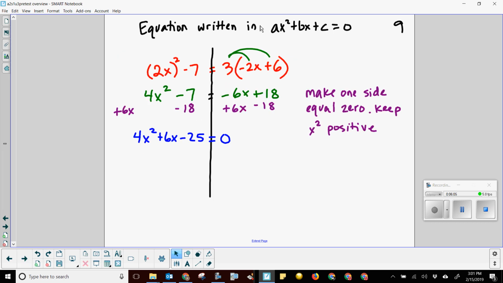Equation written here. Basically, it's just our job to get everything on one side equals 0, combine like terms. So distribute something like this, 2 gets squared and x gets squared. It says make one side equal 0, keep x squared positive. So I could have moved that to the other side, but because I want that 4 to stay positive, I'm going to move the 6x over. I'm going to move the negative 18 over. This combines, but the 6x doesn't. So that's how we get our answer.